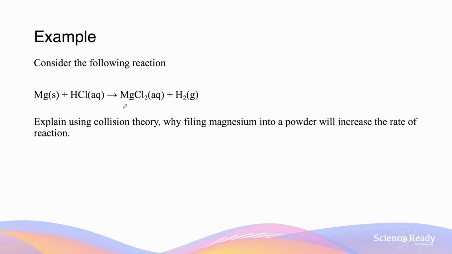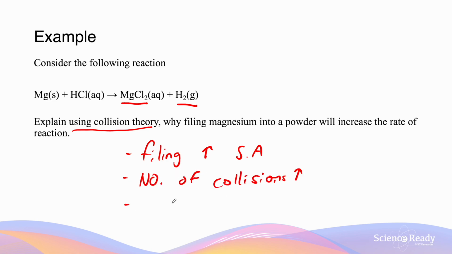So we consider this reaction between magnesium and hydrochloric acid. It produces magnesium chloride and hydrogen gas. The question asks us to use collision theory to answer why filing magnesium into a powder will increase the rate of reaction. Well, we know that if we grind down magnesium, which is a metal, we will vastly increase the surface area of the reactant despite not changing its volume. So for us to answer this question, we would start off by saying that filing leads to an increase in surface area, and so by collision theory, the number of collisions will increase, and so therefore, rate of reaction will also increase.